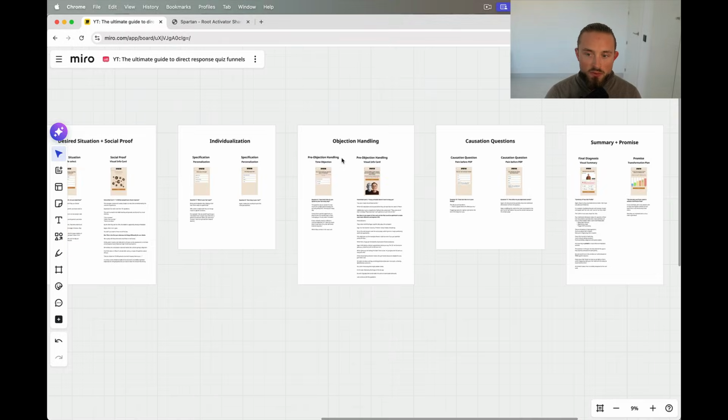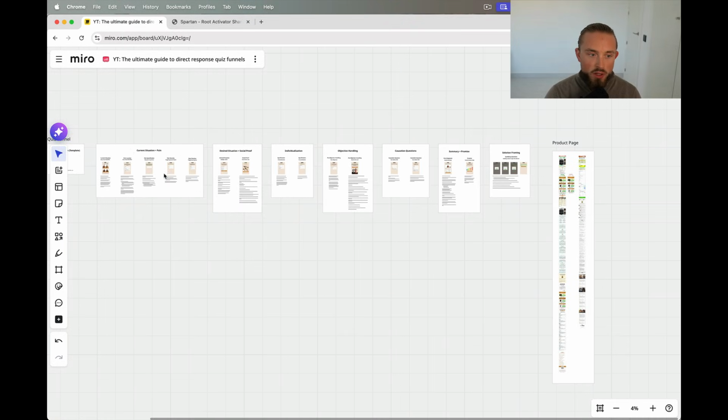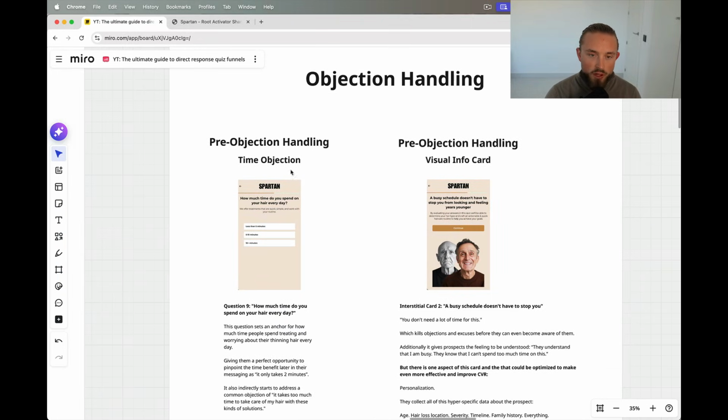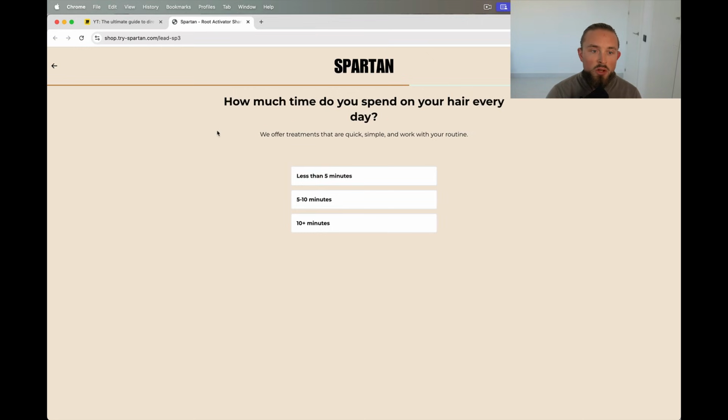Then the next section. We have now gone through section number 1, section number 2, and section number 3. There are actually 4 more sections before we go into the product page. The next section, section number 4, is the pre-objection handling one. How much time do you spend on your hair every single day? We offer treatments that are quick, simple, and work with your routine. So in the quiz funnel, we already take away objections that come up later when they're on the product page and clear them.